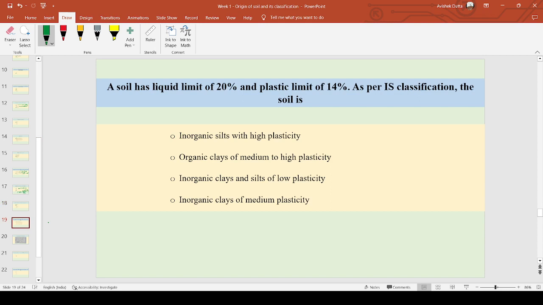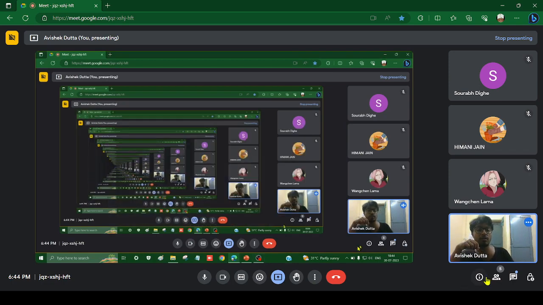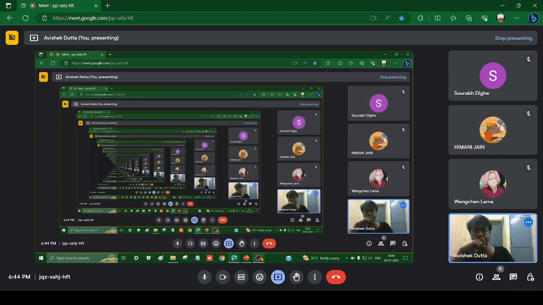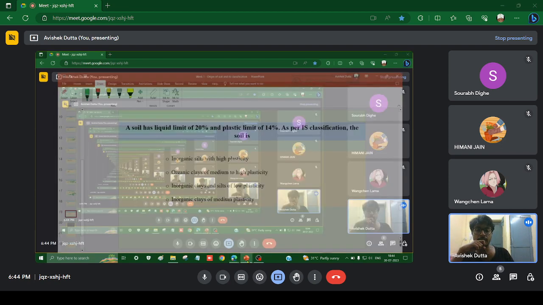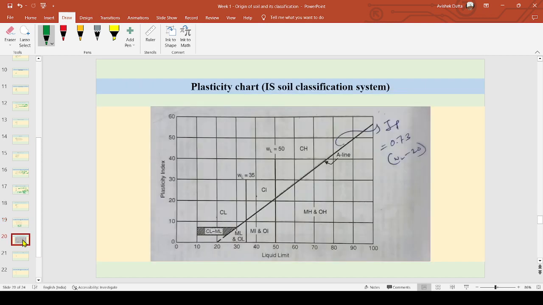Soil has a liquid limit of 20% and plastic limit of 14%. Has anyone solved this question? Numerical? Alright. No worries. So a liquid limit of 20%, plastic limit of 14%. Liquid limit, that is, I'll say WL, it is 20, and what is the plasticity index? It is liquid limit minus plastic limit, it is 6, right? 20 minus 14 is 6. So 20 on the x-axis and 6 on the y-axis.